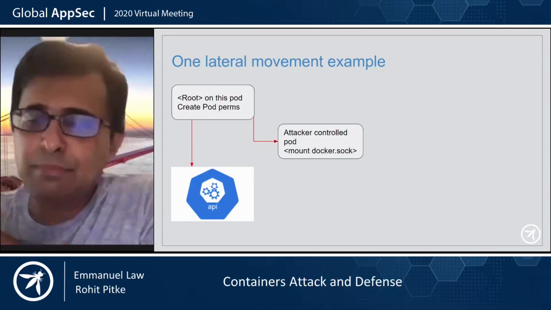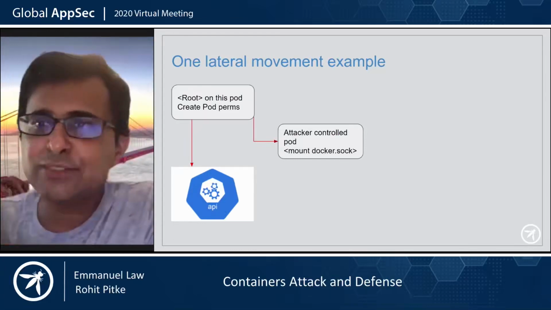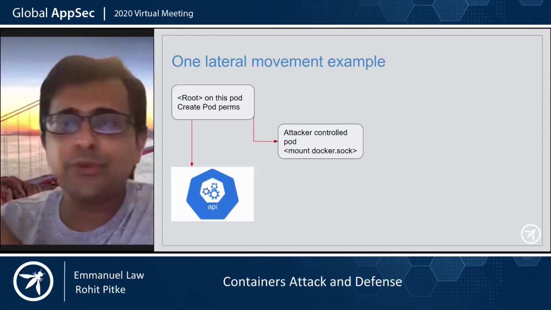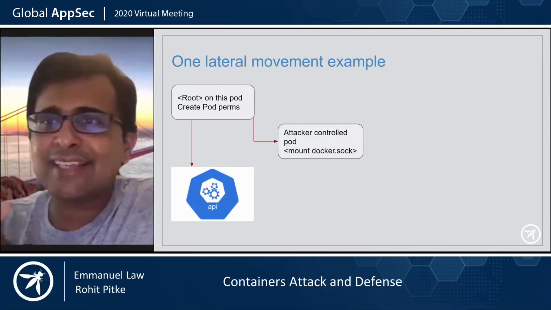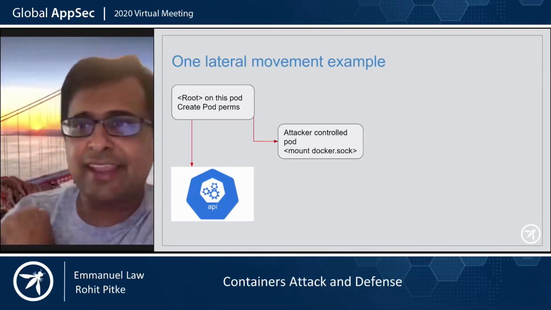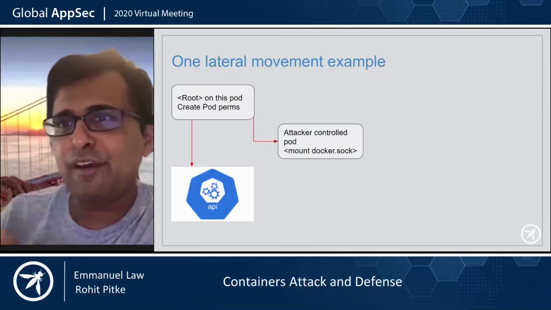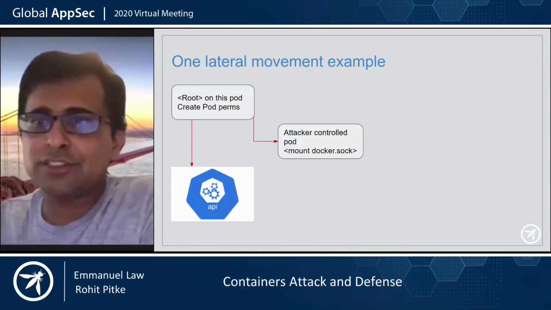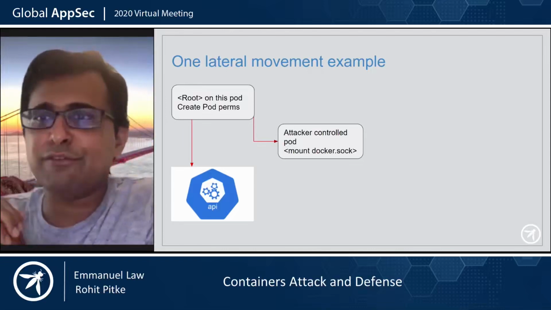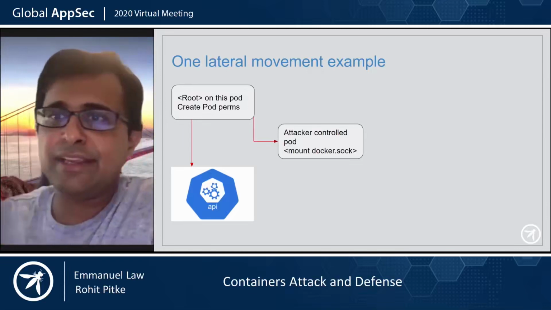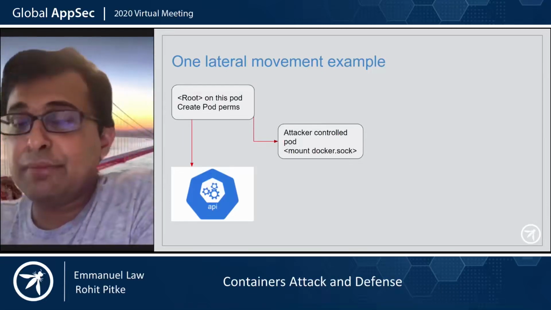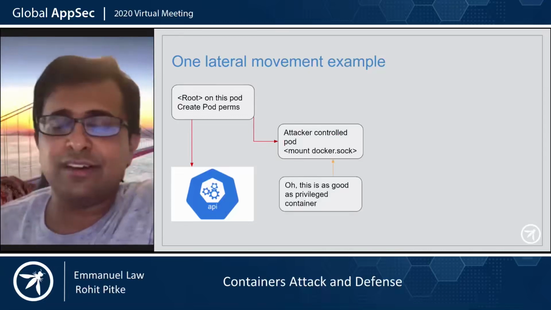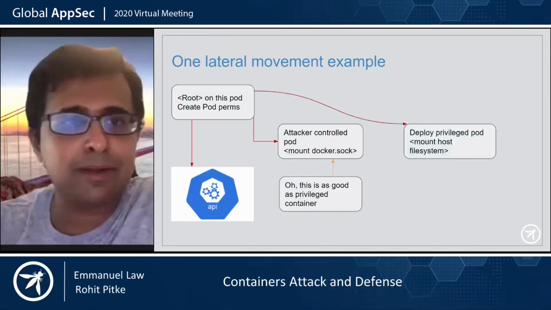While deploying the pod, Kubernetes gives you a nice way to mount whatever file system you want. So here we are going to use one of the attacks that Emmanuel described: I want to deploy the pod, and in the container on that pod, I want to mount the docker.sock or socket, which will then let me talk directly to the Docker daemon, which is running as root, as we discussed. So this is as good as a privileged container for me in the production environment.